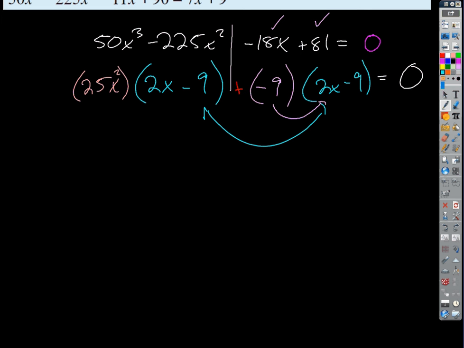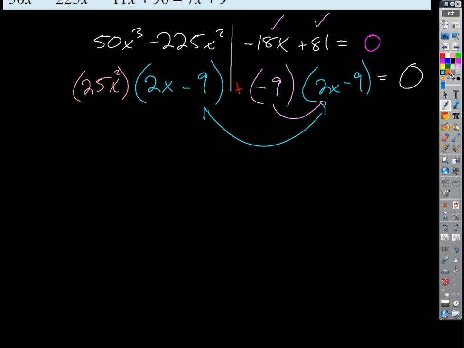Because now look at the structure of this. In group 1, how many factors are there in group 1? 2. I've got the red factor and the blue factor, right? How many factors in group 2? 2. Negative 9 and 2x minus 9. Well, when we factor out the greatest common factor, what is a common factor? It just means the same factor, right? So I've got the same factor being multiplied in both groups. So I can factor that out or undistribute it.